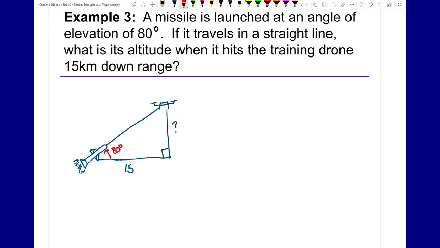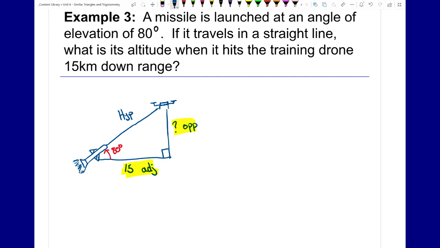Now that we have our triangle, let's label our sides. We have our angle of elevation, this 80 degrees, which is going to be our reference, and we have our 90-degree angle. We can use those two angles to help us label: we have our hypotenuse, our opposite, and our adjacent. We're looking for the opposite, and we're given the adjacent, so we need to use those. The hypotenuse doesn't give us anything, so we're not going to use it.